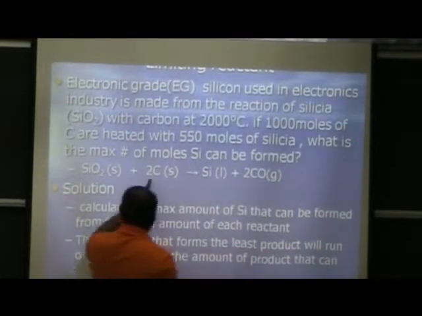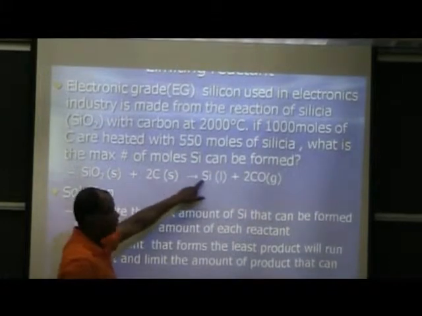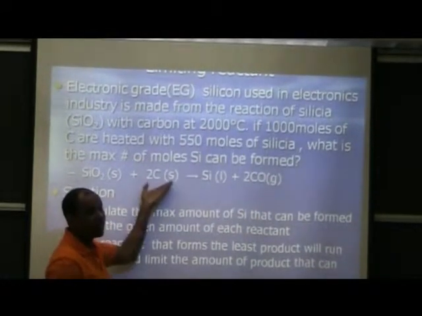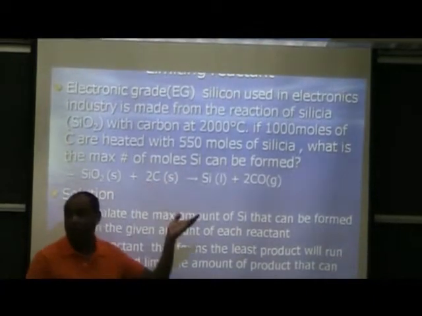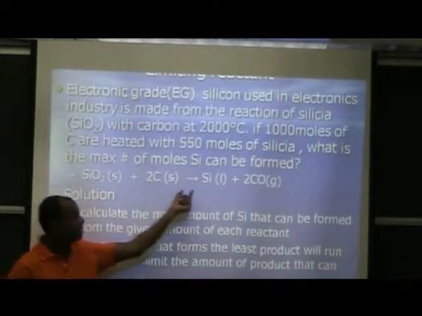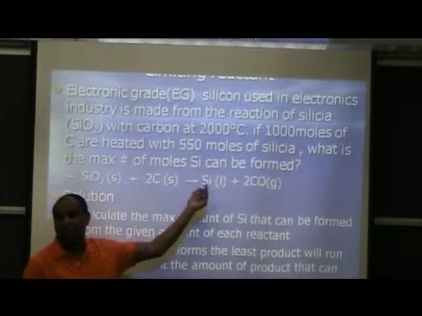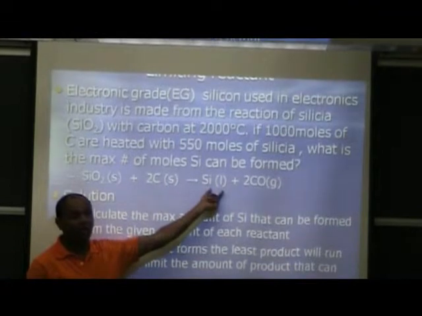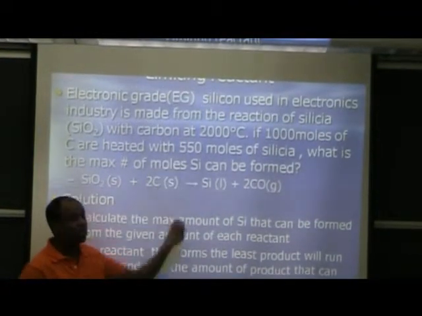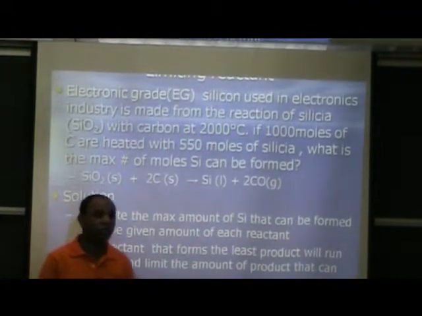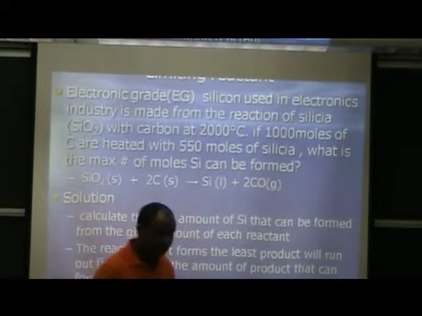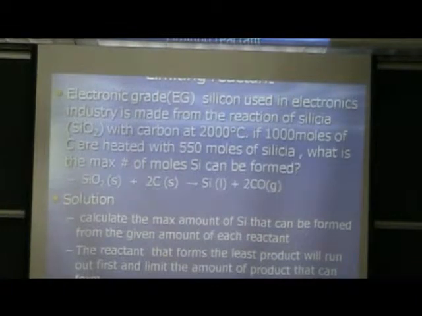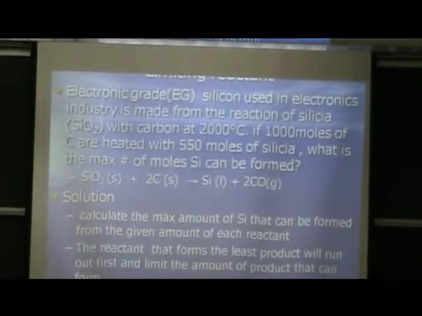Okay, the ratio, look, 2 moles of carbon provides you 1 mole of silicon, right? The ratio is always half. If you have 20 moles of carbon, how many silicon do you get? 10. If you have 100 moles of carbon, you get half of that. Half of 1,000 is 500. We got the answer. That's fine.